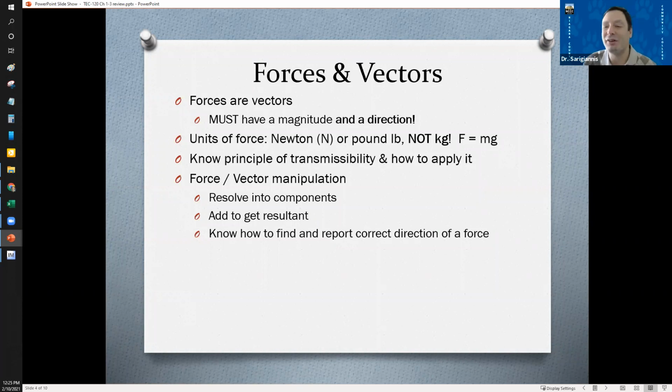I cannot tell you how many people, on that one homework problem where you're given a mass of something, forgot to multiply by gravity. If you're given something in kilograms, you multiply it by the acceleration of gravity. And that's where you get force in newtons. Kilograms is not a force. Don't label anything a force with kilograms.